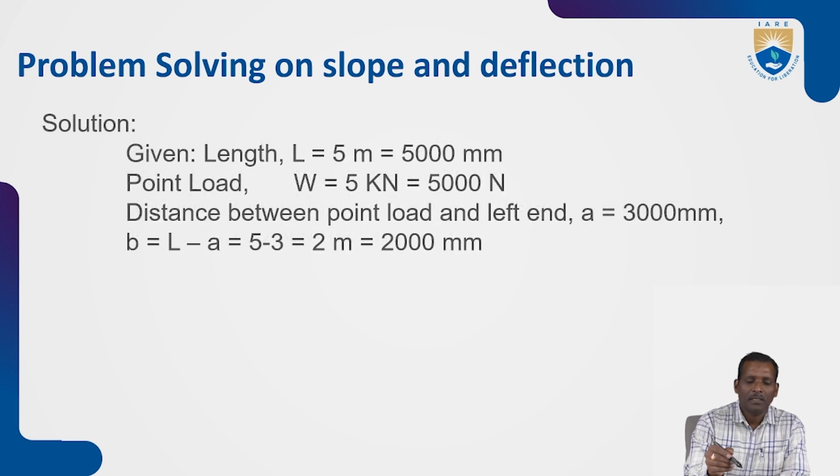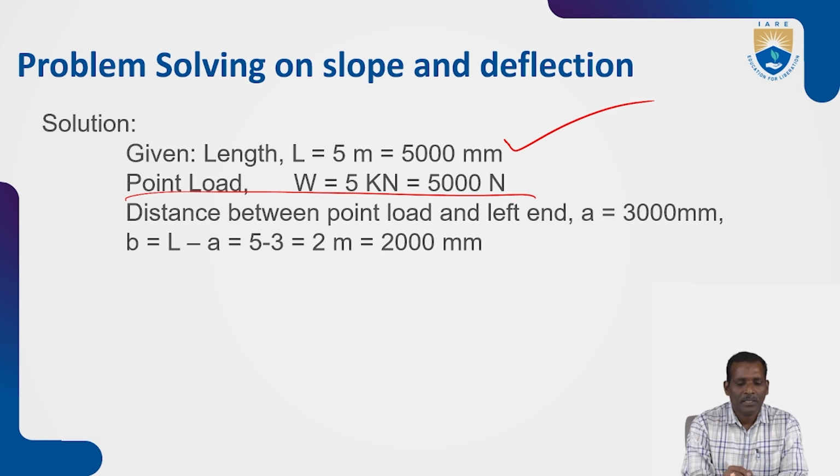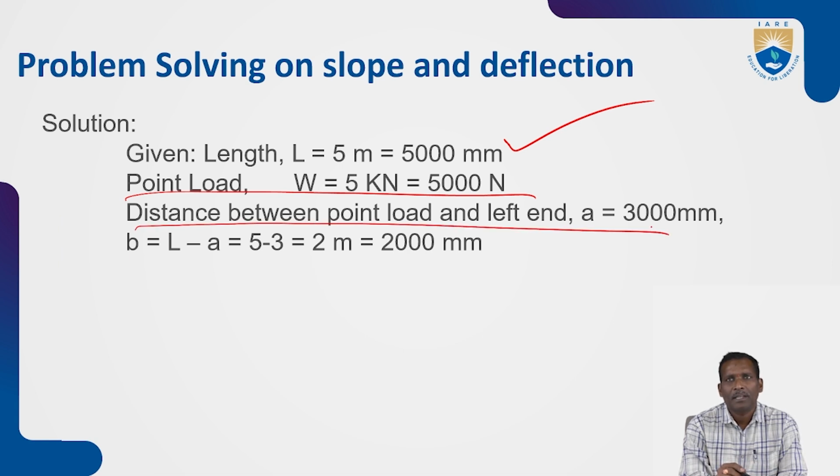So the given length is 5 meters, 5000 mm. The point load is 5 kilonewton, converted into newtons, 5000 newtons. The distance between the point load and the left hand support, A, is given as 3 meters, and B is 5 minus 3.